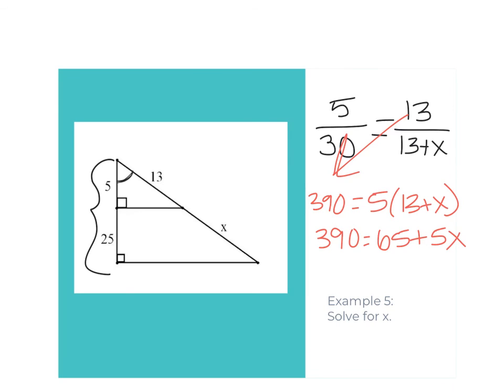And now I'm just solving using algebra. So I have 325 equals 5x. And x must be 65.